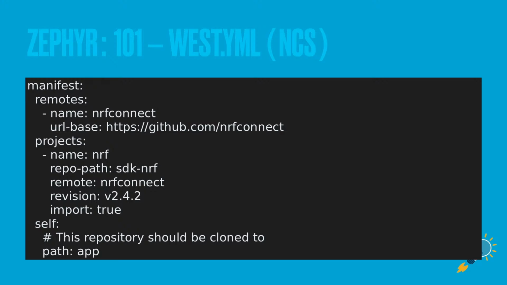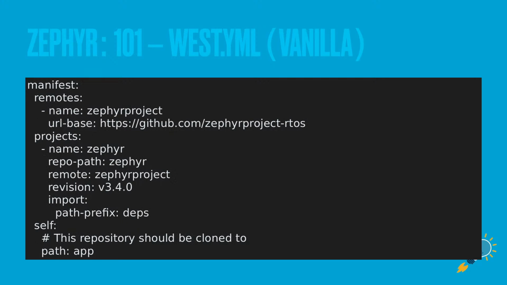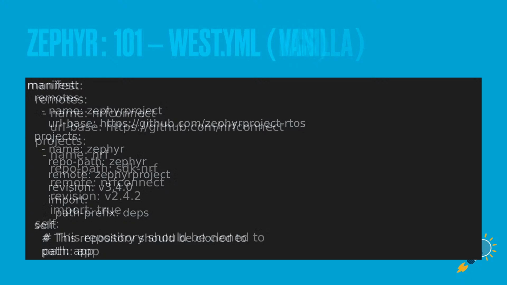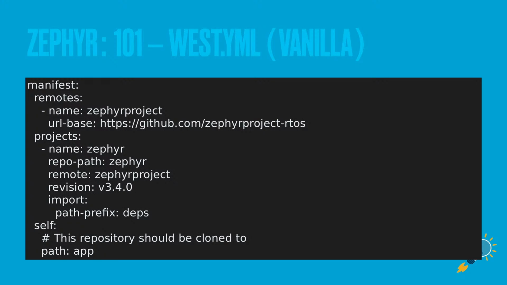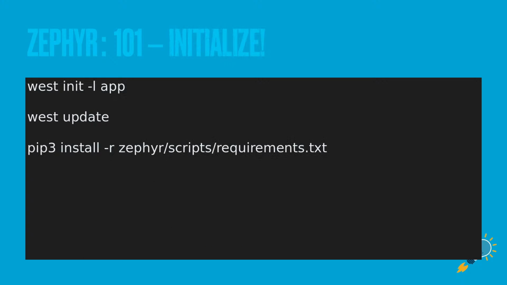If it's something different, when you try to compile, it will basically say, this is not a project. You can't compile this. Help me. Essentially that's what West will say. Similarly, here's a vanilla configuration. This all should look familiar here, but the big difference is changing the URL base, and then also the repo path, I believe, is different. So yeah, their repo path for NCS is sdk-nrf. For Zephyr, it's just simply zephyr.